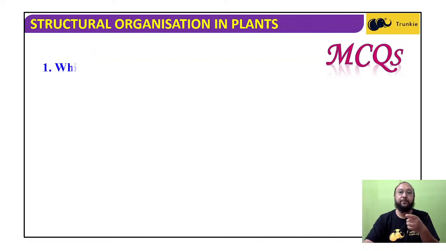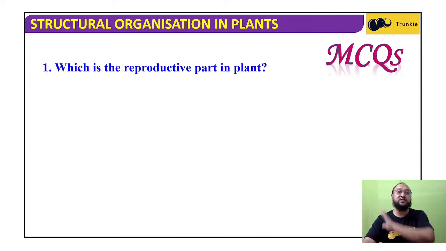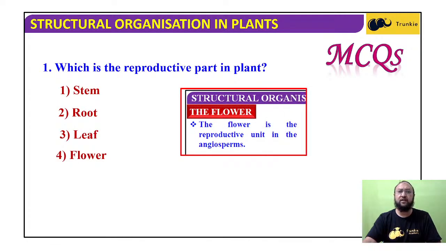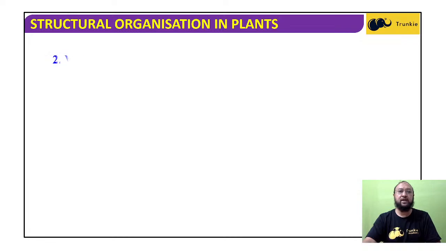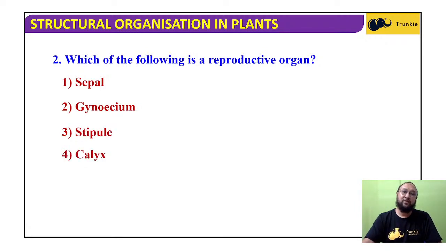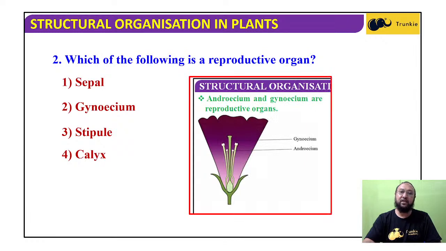Okay, now we'll go through some MCQs. Which is the reproductive part in plant? Stem, fruit, leaf, or flower. Obviously, it is flower. It's a very simple question. Okay, now next question: which of the following is a reproductive organ? Sepal, gynoecium, stipule, or calyx. Okay, so it is the gynoecium. So the correct answer for this question will be gynoecium.